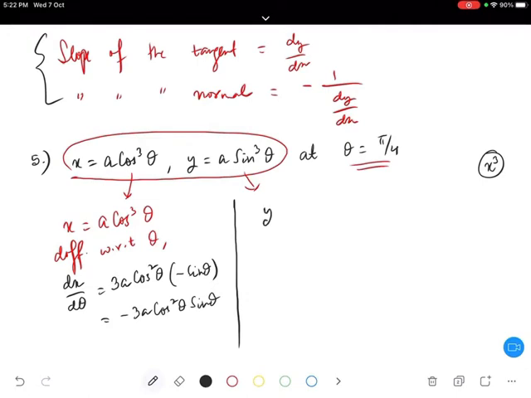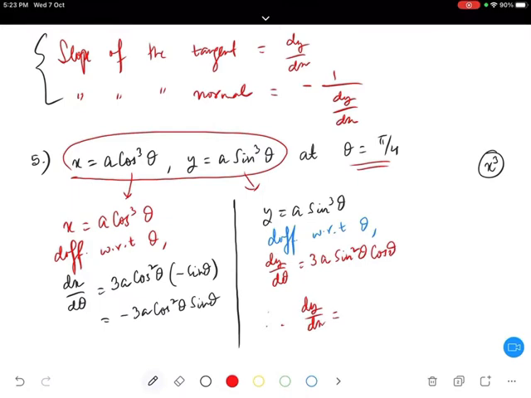Now the y part, y is equal to a sin cube theta. Differentiating with respect to theta, what do I get? Here it will be dy/d theta. dy/d theta is equal to again 3a sin square theta, then differentiation of sin theta is cos theta. There is nothing to be done here. That's it. Now I told you what we have to find: dy/dx. Therefore dy/dx is equal to dy/d theta divided by dx/d theta. This is my dy/dx, right?